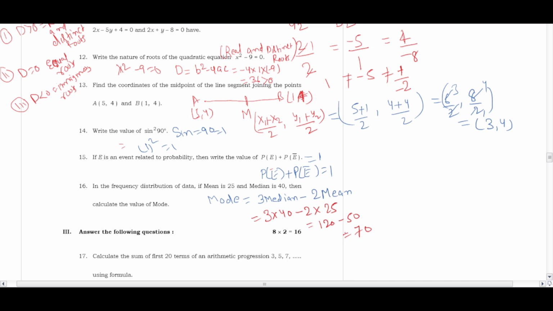Okay, answer is 70. Here in the frequency distribution data, mean value is given and median value is also given. Then calculate the mode. This is the formula. Mode equals to, you must know this formula, without knowing it you cannot solve. Get this formula by heart. Mode equals 3 median minus 2 mean. 3 into 40 minus 2 into 25. 3 into 40 is 120 minus 50 is 70.